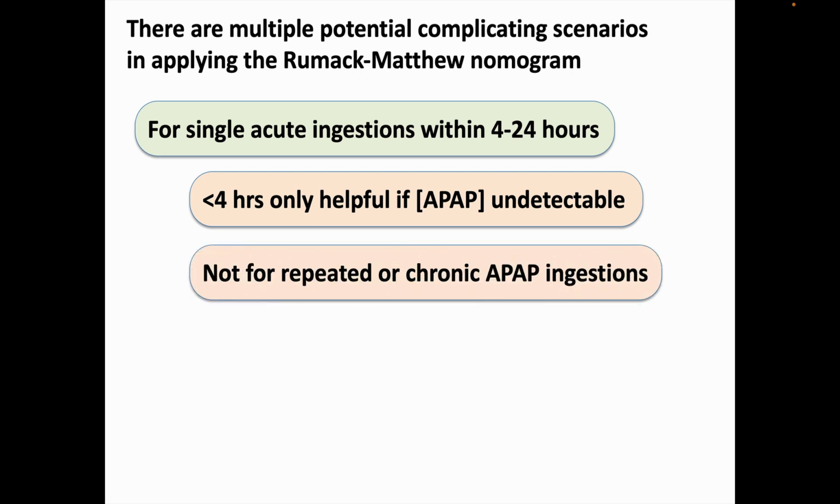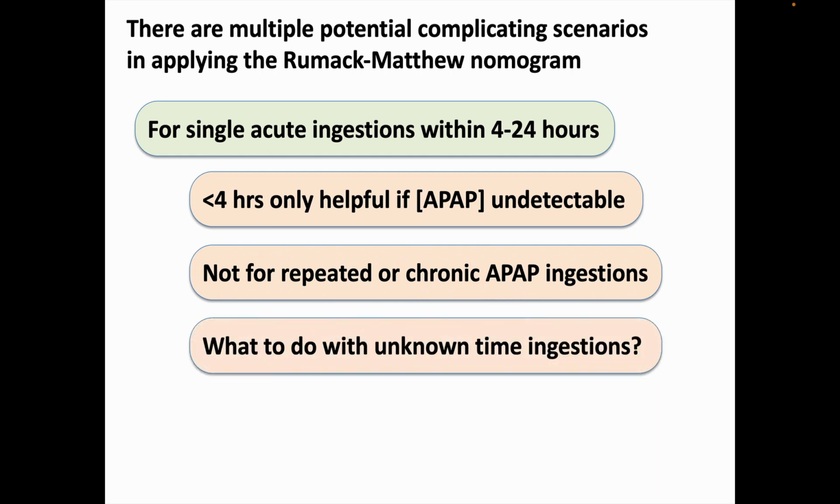Also, this nomogram can't reliably be used for cases of chronic overingestion, staggered or repeated ingestions, or ingestions occurring more than a day earlier. And it's kind of obvious that you can't plot a point if you have no idea of the time of ingestion. However, if you have a range of time in which the ingestion must have occurred, you could just assume that the ingestion occurred at the beginning of that period in order to make the assessment that maximizes patient safety.